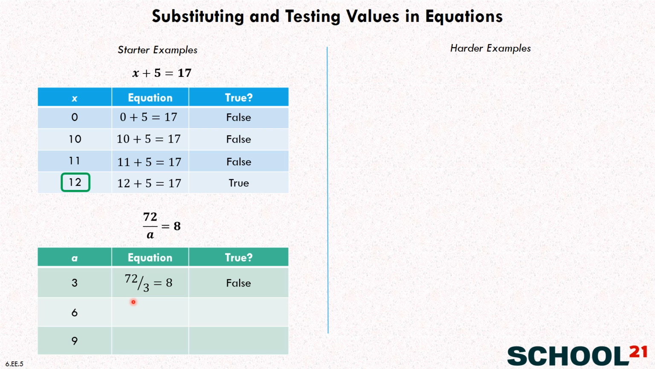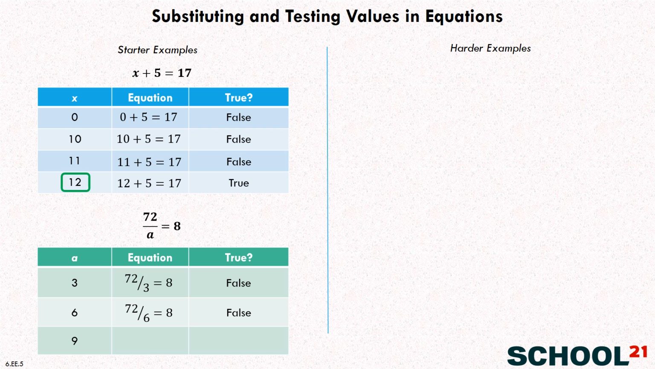Now 72 divided by 3, you might use a calculator for that, or you might be able to do mental math. That's 24. Does 24 equal 8? No. Okay, so we're going to put false there. Okay, so tell me what I should write in this next row. 72 divided by 6 equals 8. Okay, so let's go ahead and write that. Now 72 divided by 6, you might know that from your times tables. What's that? 12. So does 12 equal 8? No. So that's false also.